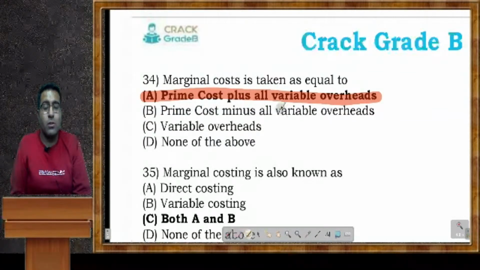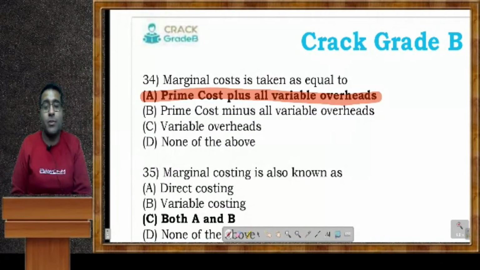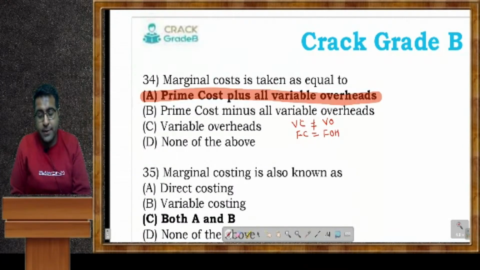Prime cost minus all variable overheads is not possible. Variable cost is not equal to variable overhead, but fixed cost is always equal to the fixed overheads. Okay, next question.